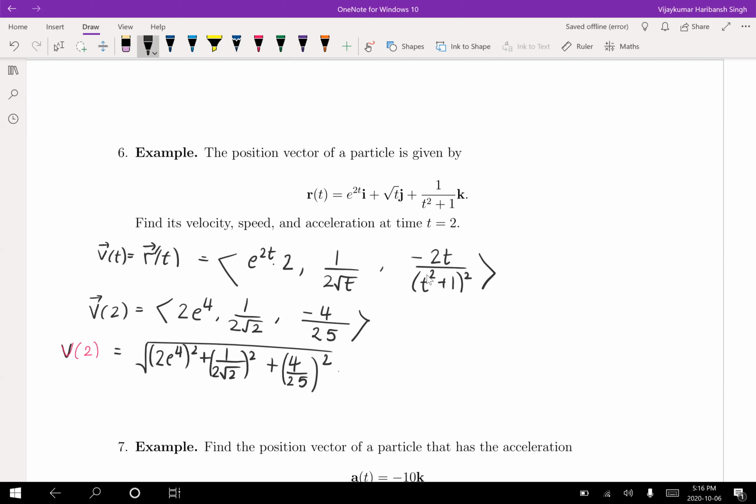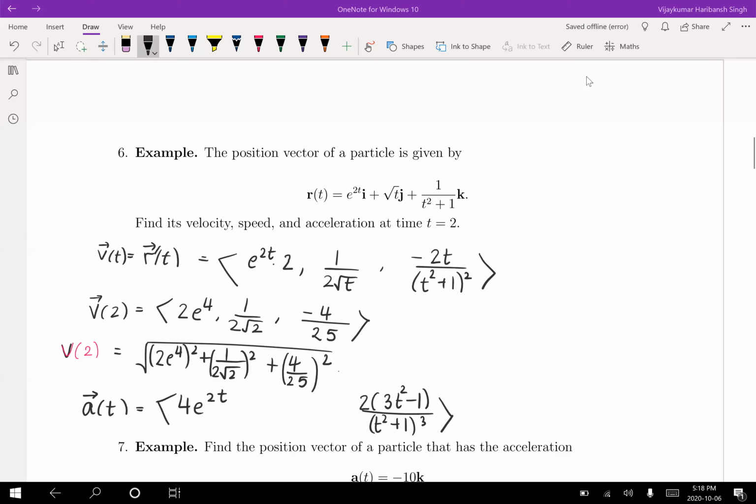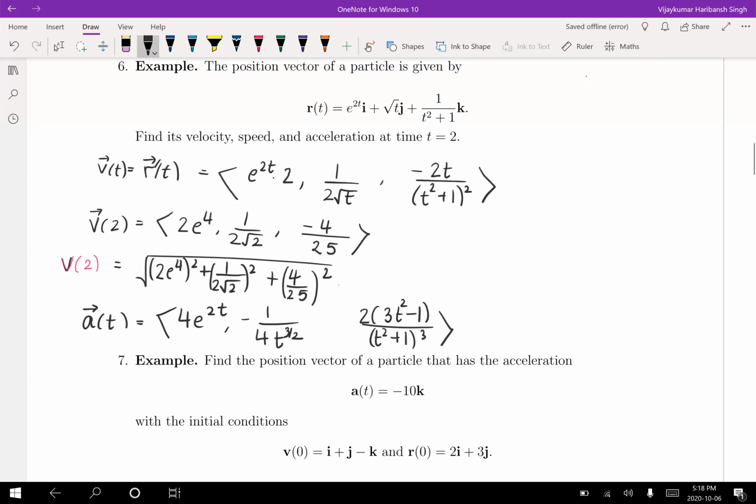Now we want to compute the acceleration. So acceleration a of t is going to be the derivative of this, which is going to be 4e to the power 2t, then this is t to the power half, t to the power 3 by 2. So this is your a of t.